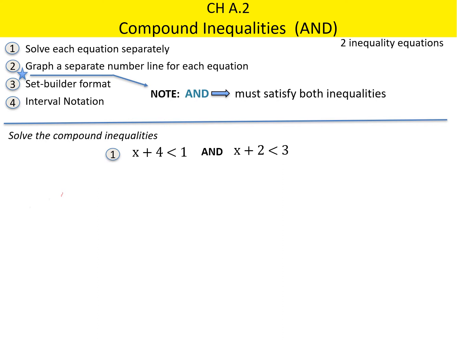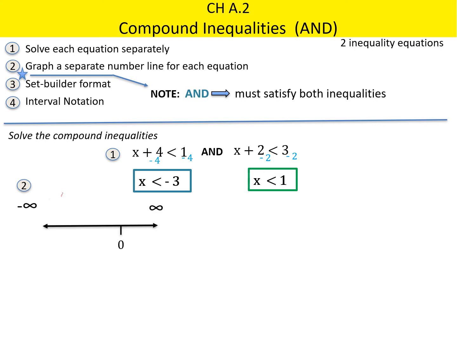All right, step number 1, solve each equation separately. So we're going to solve the first equation, and we're going to get our solution of x less than negative 3. Now we're going to solve the second equation, and our solution is going to be x is less than 1.